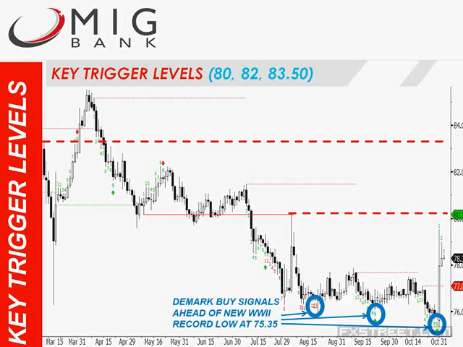did actually, interestingly, signal 3 buy signals ahead of the intervention that we just saw recently. So DeMark buy signals, approximately 3, ahead of the new World War II record low at 75.35, just before we saw the intervention by the Bank of Japan. So just keep that in mind as background information.